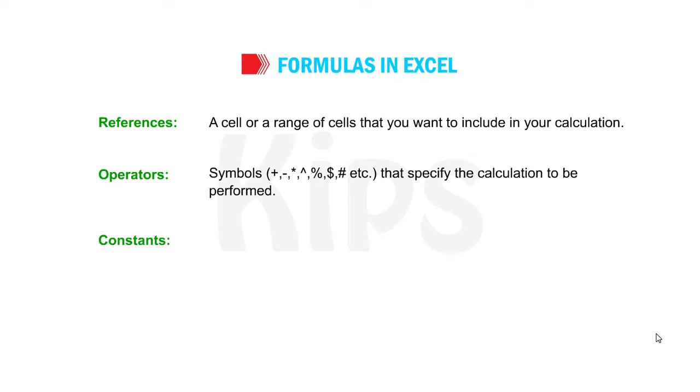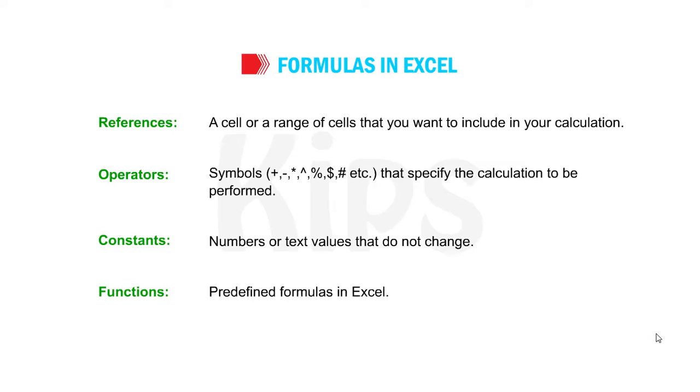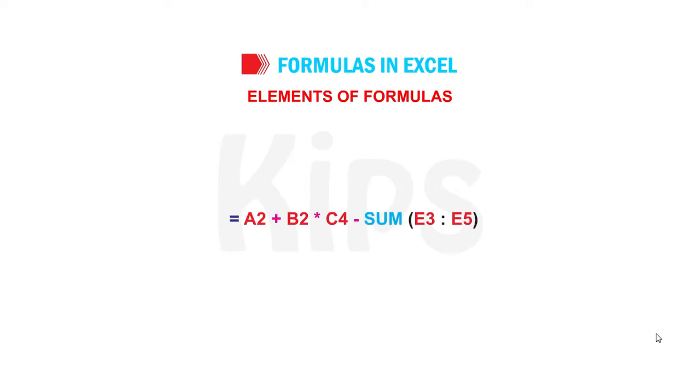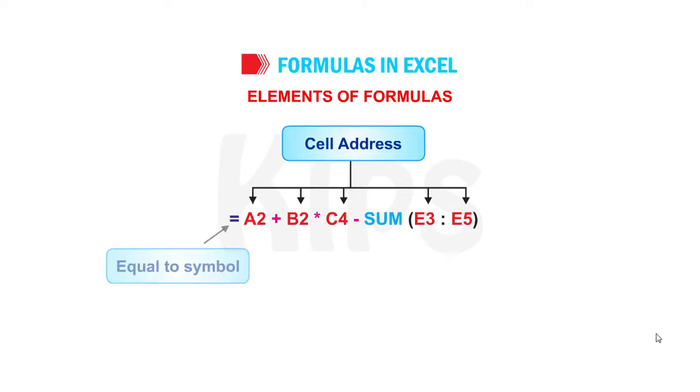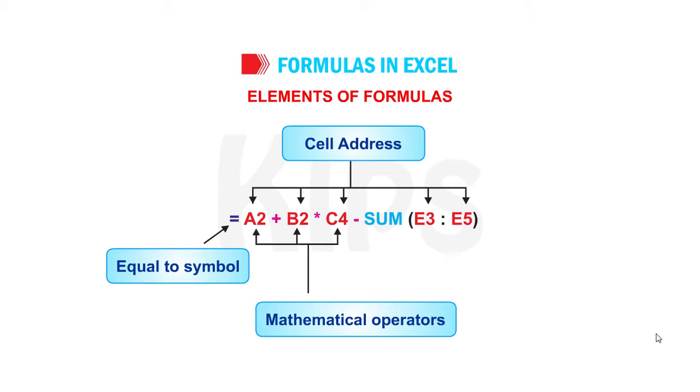Constants: these are numbers or text values that do not change. And functions: these are predefined formulas in Excel. These are the elements of formulas in Excel. This is the cell address. This is the equal to symbol. These are the mathematical operators. And this is the function. Range.